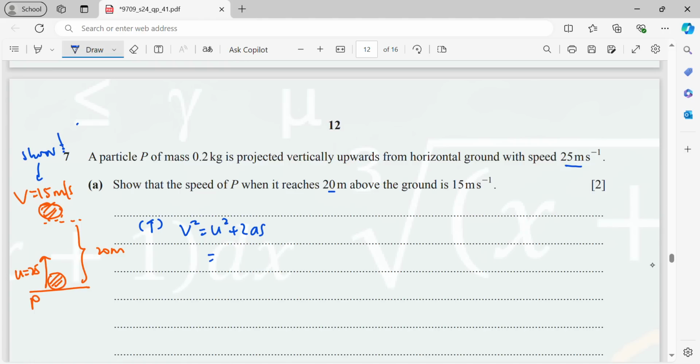So that means your U squared is 25 squared plus 2. The A is negative 10 because the A is supposed to be going down. Alright, so S is 20. So with this, you are getting 225. Therefore, your V is square root of 225. That is going to be 15 meters per second. So we have shown this.